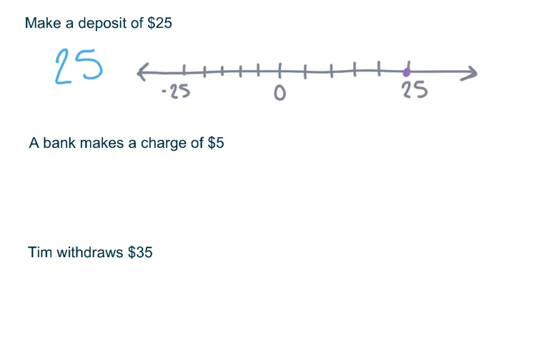Now, a bank makes a charge of $5. What is our integer for that scenario? Our integer is 5.